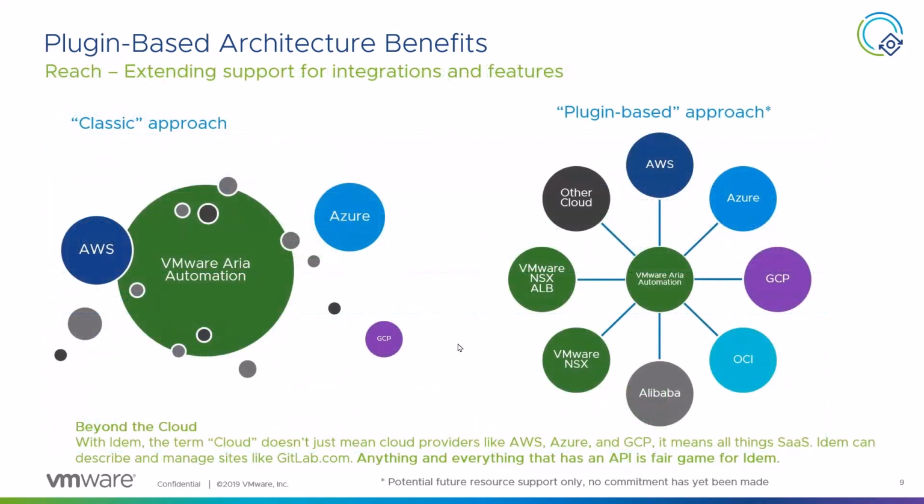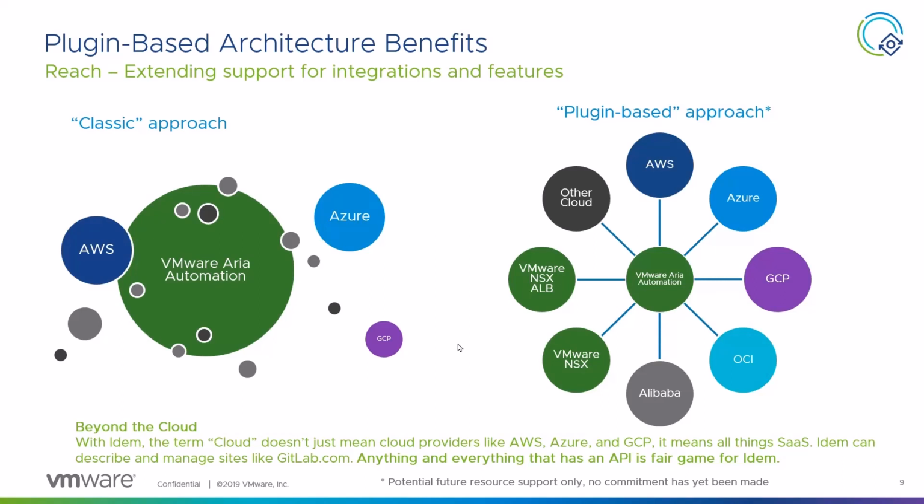The other benefit is really reach, and that's extending support for integration and features, not just to cloud providers like AWS, Azure, and GCP. It means all things SaaS. If Idem can go out and describe and manage sites like GitLab, anything and everything that has an API today is really fair game for Idem, and we can develop plugins to create that integration between Aria Automation and the destination or desired platform.